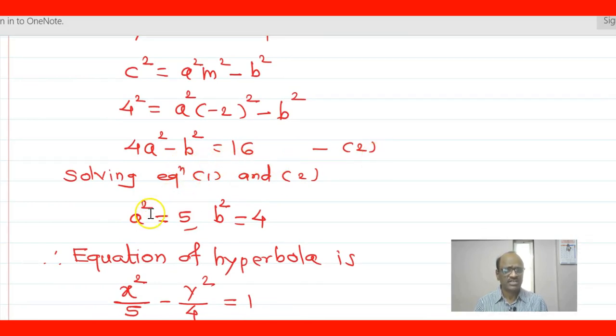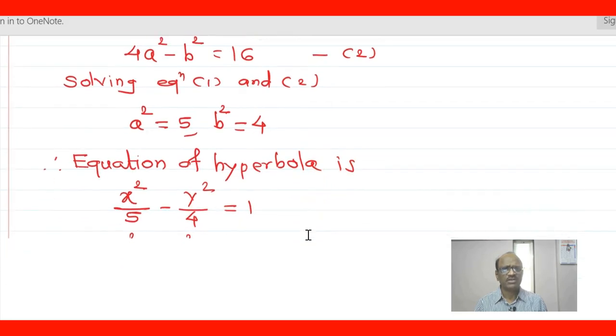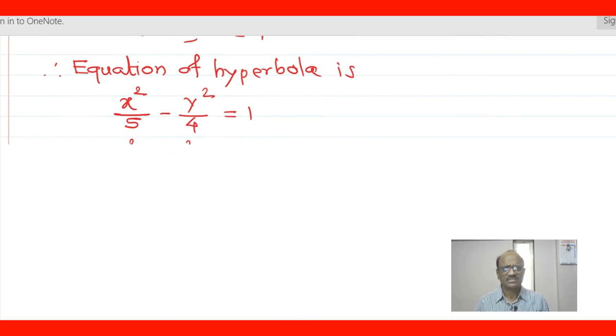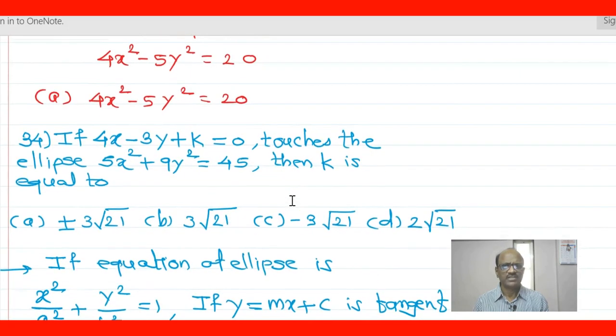Solve these two equations, then you will get a square is equals to 5 and b square is equals to 4. Therefore the equation of the hyperbola is x square upon a square, that is 5, minus y square upon b square, that is 4, that is equals to 1. And hence, therefore the equation of the hyperbola is 4x square minus 5y square equals to 20.